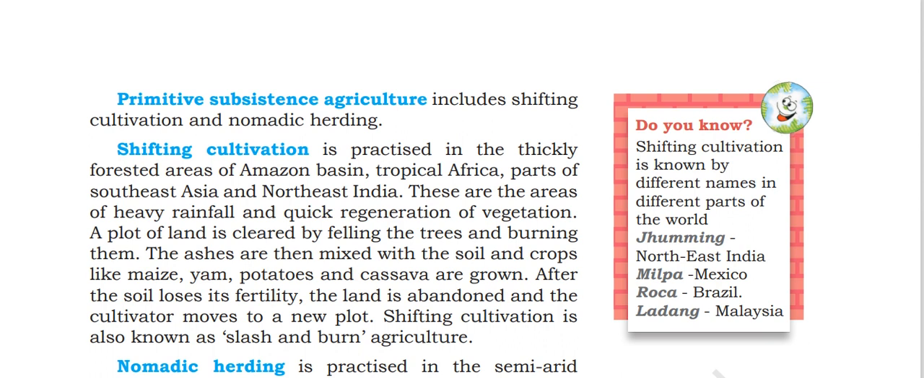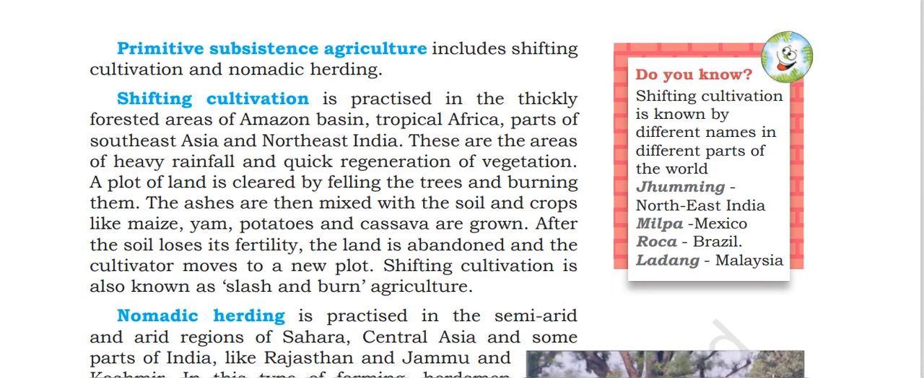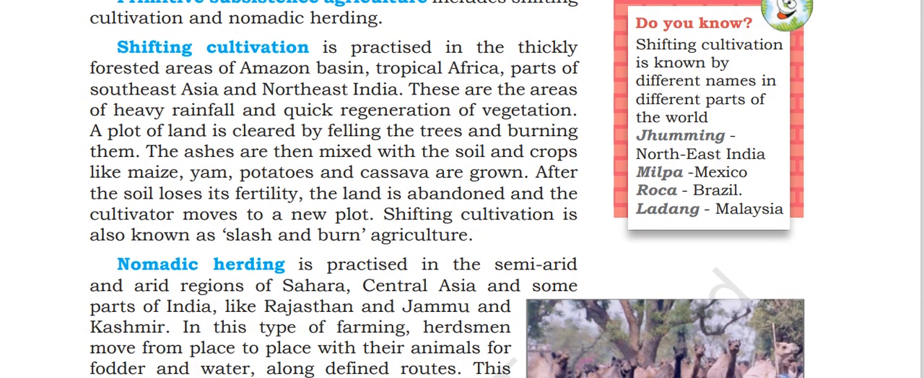Primitive subsistence agriculture includes shifting cultivation and nomadic herding. Shifting cultivation is practiced in the thickly forested areas of the Amazon basin, tropical Africa, parts of Southeast Asia and Northeast India. These are the areas of heavy rainfall and quick regeneration of vegetation.